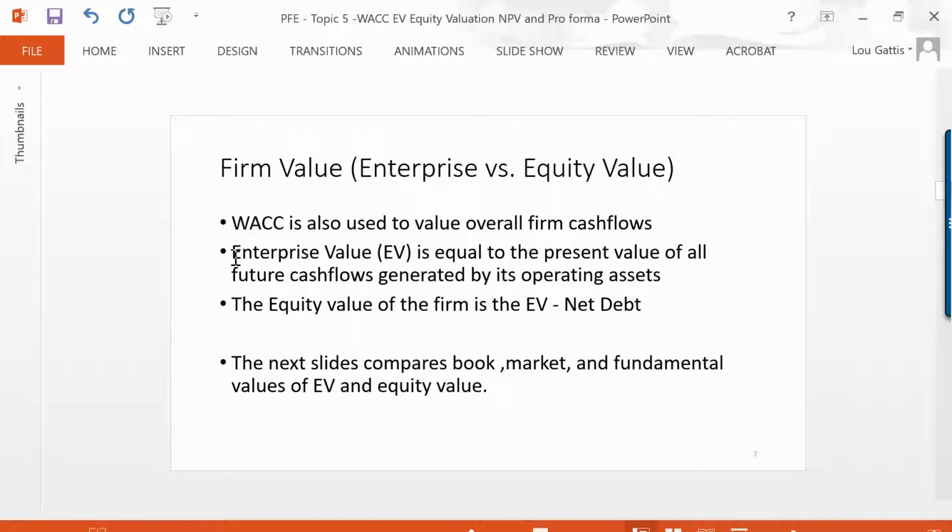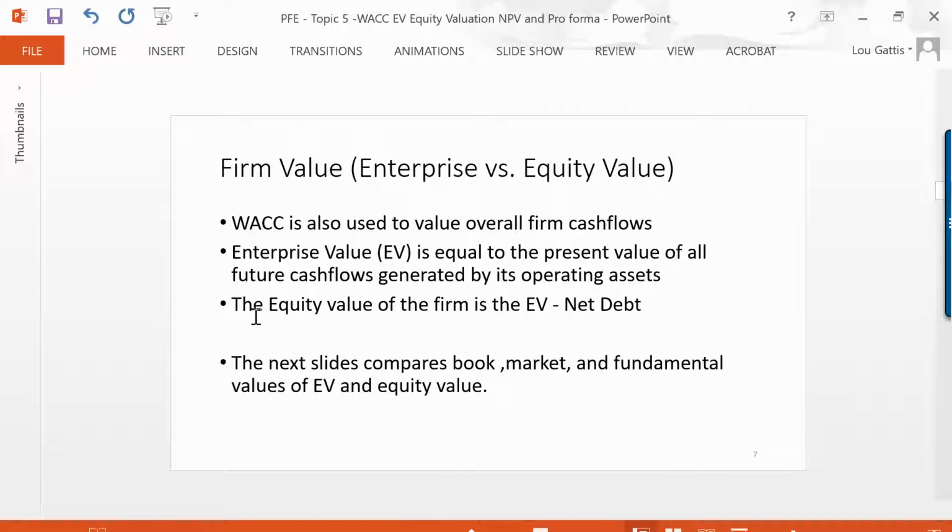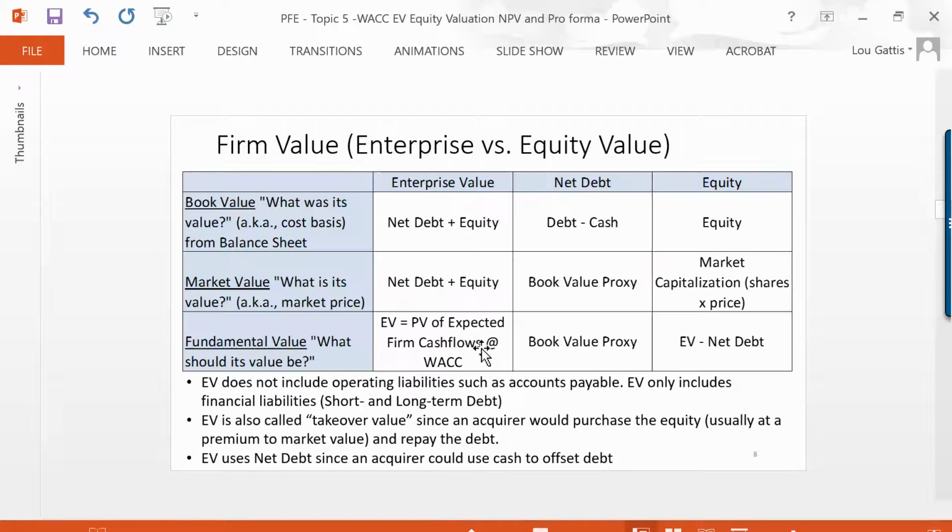Now you could then subtract out the value of debt, and that will be called the value of equity in the firm. Now the next slides are going to talk about these terms, which are enterprise value and equity value, and also some other terms that come up: book value, market value, and fundamental analysis. So let's talk about book value, market value, and fundamental value.